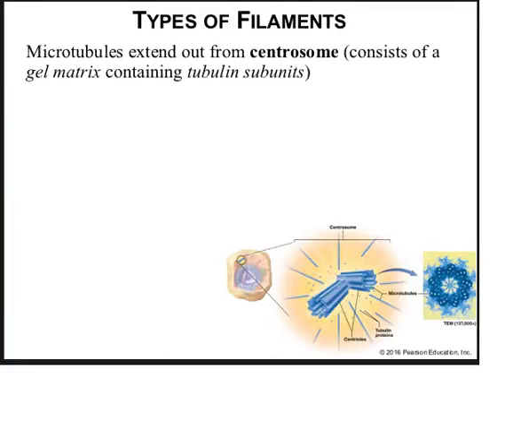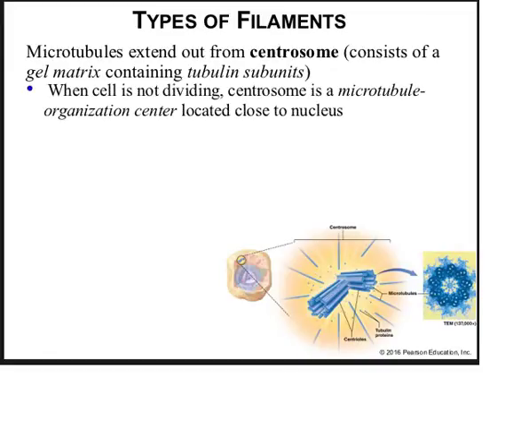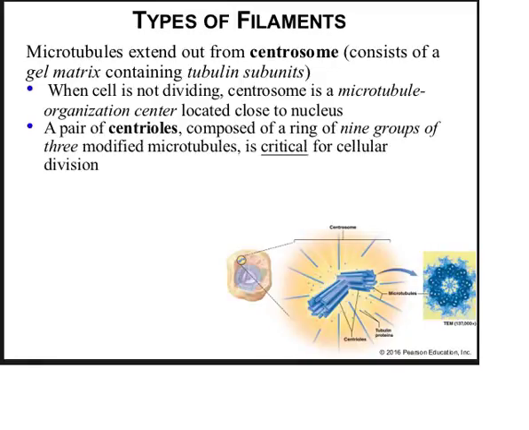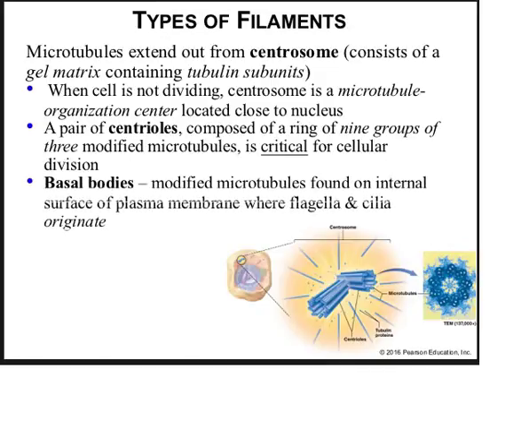Microtubules extend out from the centrosome, which consists of a gel matrix containing tubulin subunits. When the cell is not dividing, the centrosome is a microtubule organization center located near the nucleus. A pair of centrioles composed of a ring of 9 groups of 3 modified microtubules is critical for cell division. The basal bodies are modified microtubules that are found on internal surfaces of the plasma membrane where flagella and cilia originate. Flagella are used for locomotion, and cilia are used to propel substances across the apical surface of the cell from point A to point B.